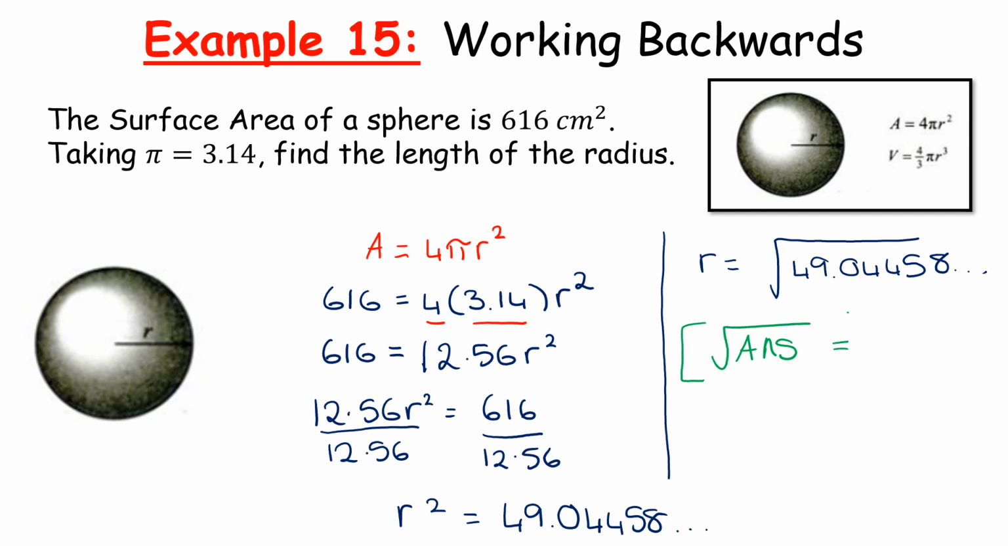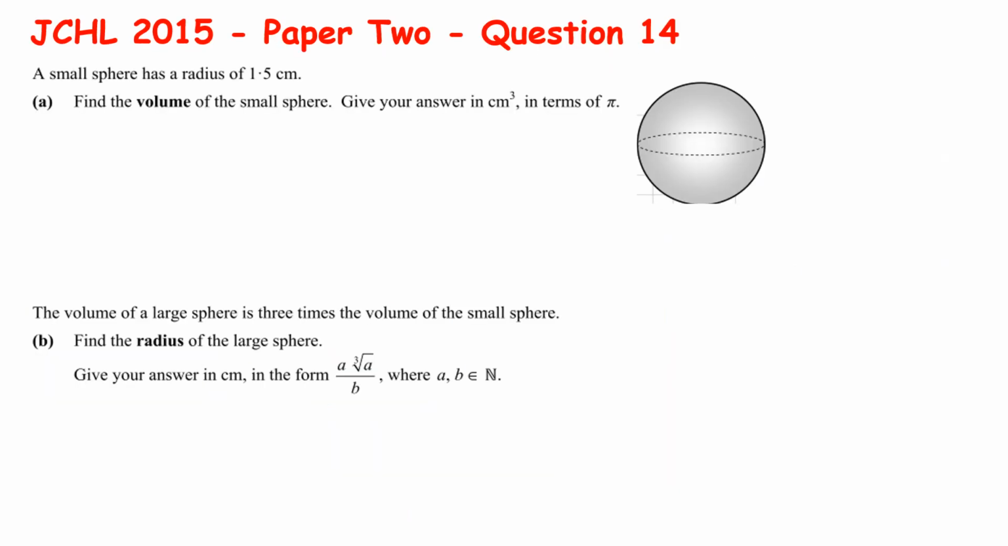And that gives me 7.00. It just means I don't have to retype a number that was already on my screen. And this works out as 7 centimeters. So I get 7.00, so we can drop those.